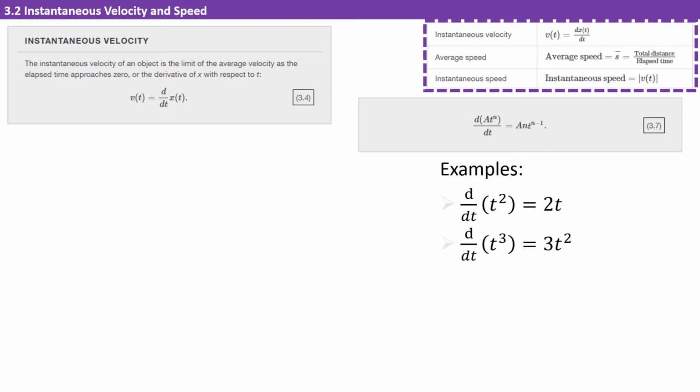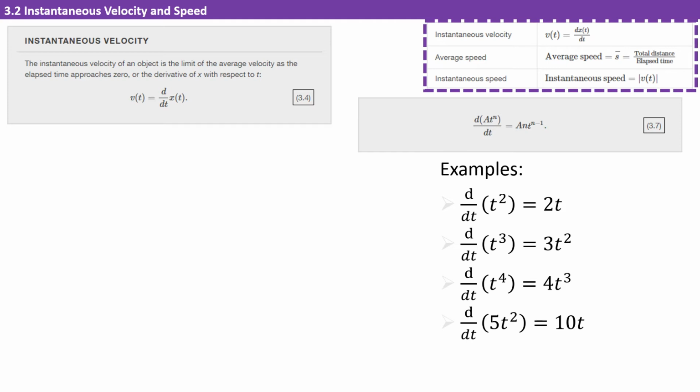Another example would be looking at t cubed. We pull the 3 down, n minus 1 is, in this case, 3 minus 1, which is 2. Looking at another example, t to the 4, you pull the 4 down and you get 3. So polynomials are not that difficult to find the derivative of just because it's kind of a recipe here.